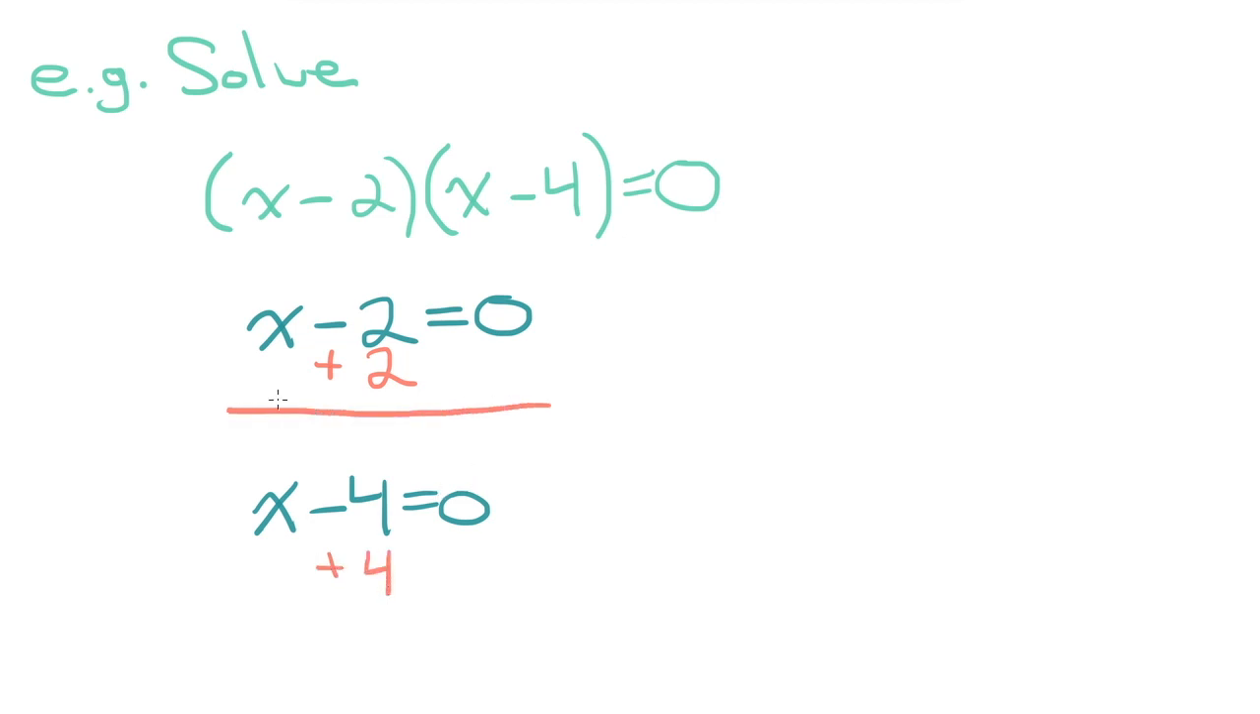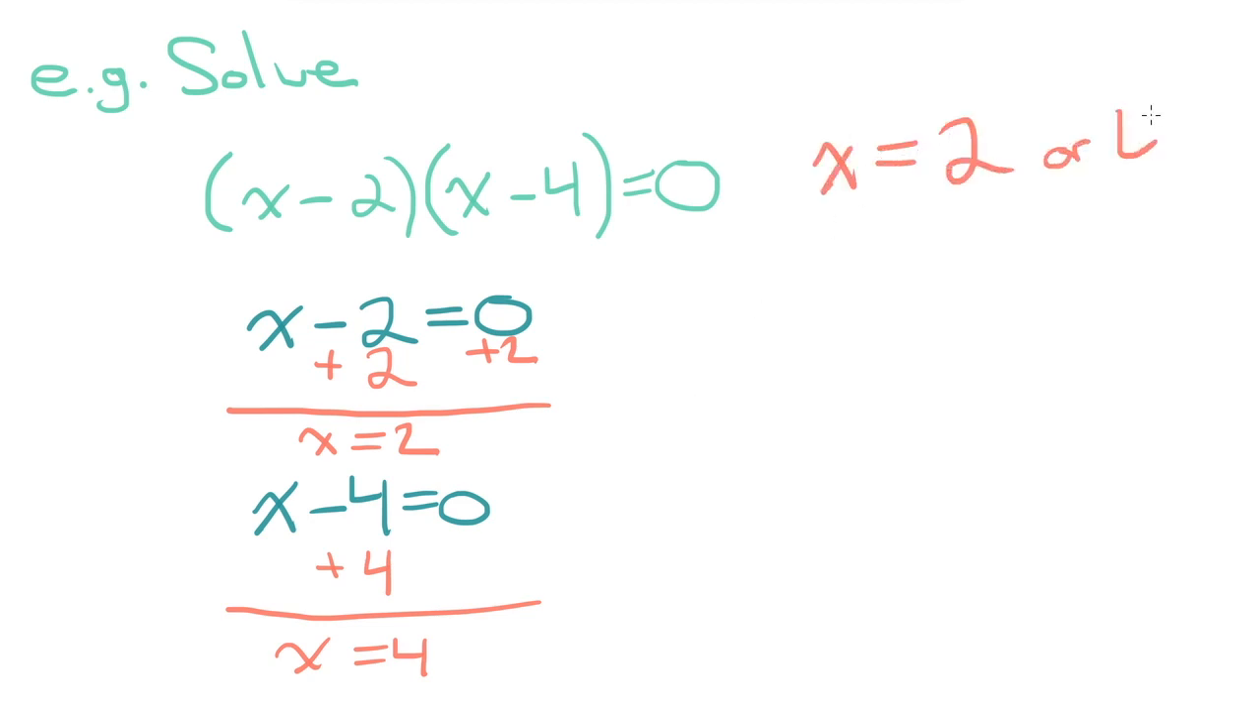So if I just did that, I added 2 to both sides. I don't know why I started doing this question in here as well. I would get x equal to 2. And if I did it over here, x would be equal to 4. So my solutions are x is equal to 2 or 4. That's it. You don't know which one it is.